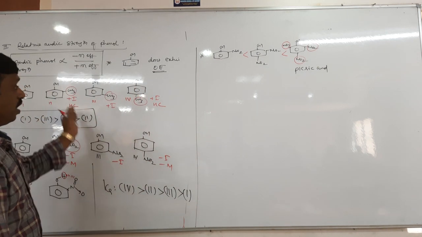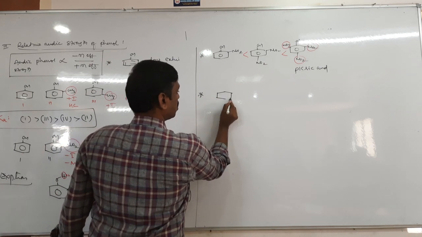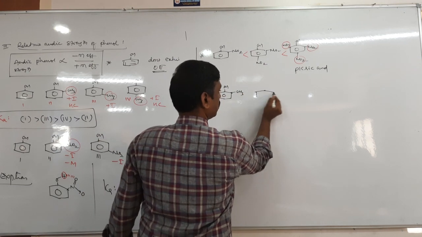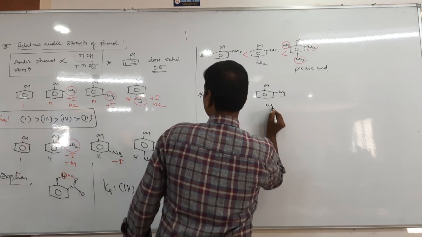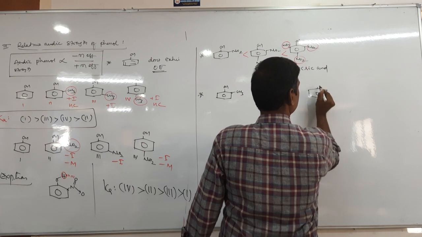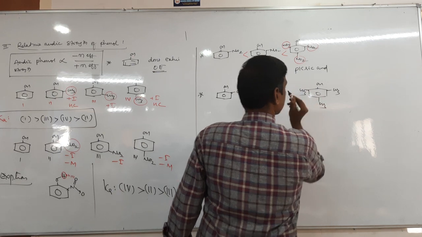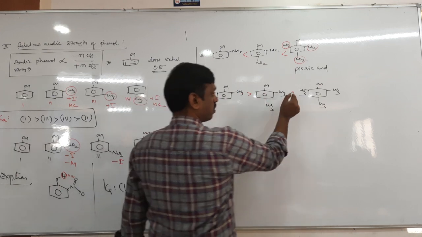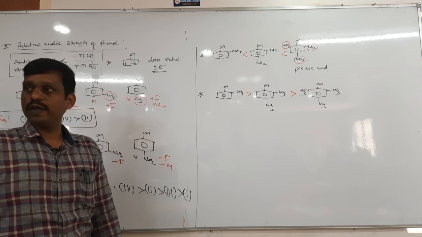Next, similarly, as the plus I group increases, it means the electron releasing group increases, what happens? Orthomethyl, ortho comma para dimethyl, tell me which is more acidic? There is no ortho effect here, right? So this is the decreasing order of acidic strength of phenol.